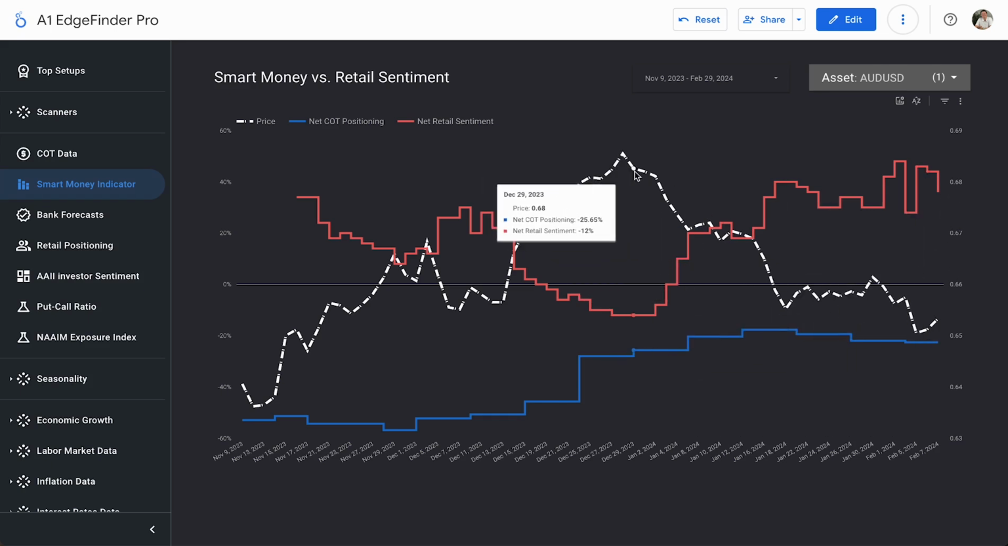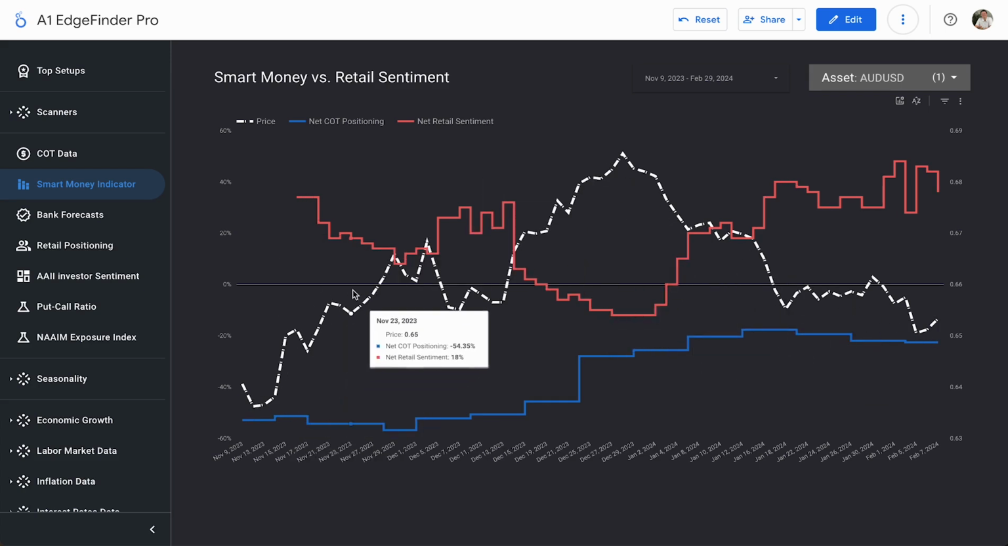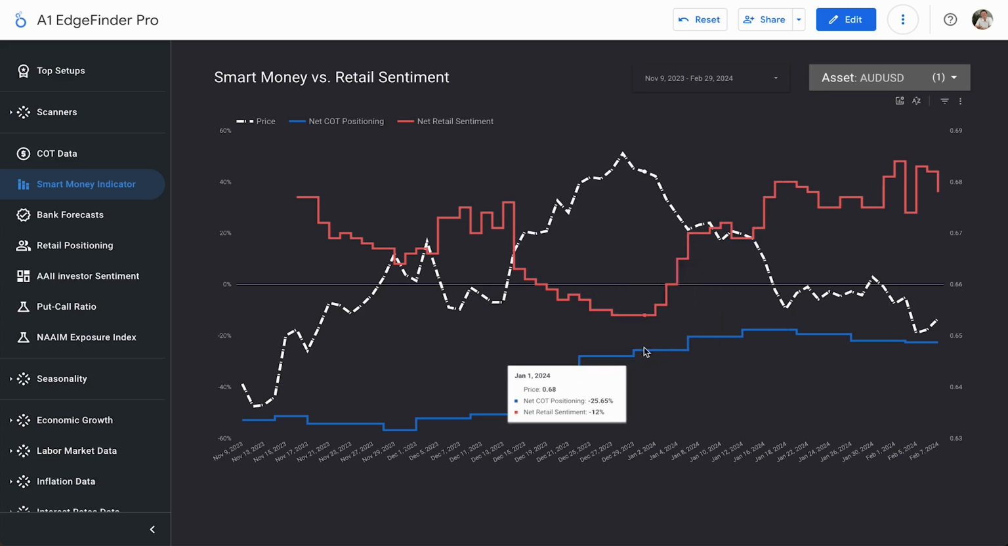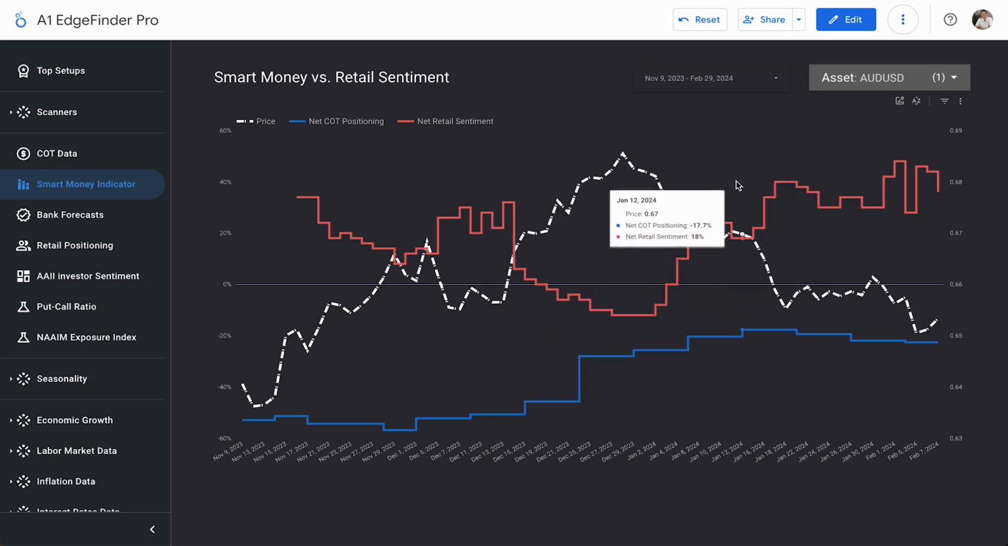Now, this is what the actual price of AUD USD has been doing. That's the white line right here that we haven't talked about yet. This is the AUD USD price, and we can see that as price began to fall and fall and fall, retail traders were going long.